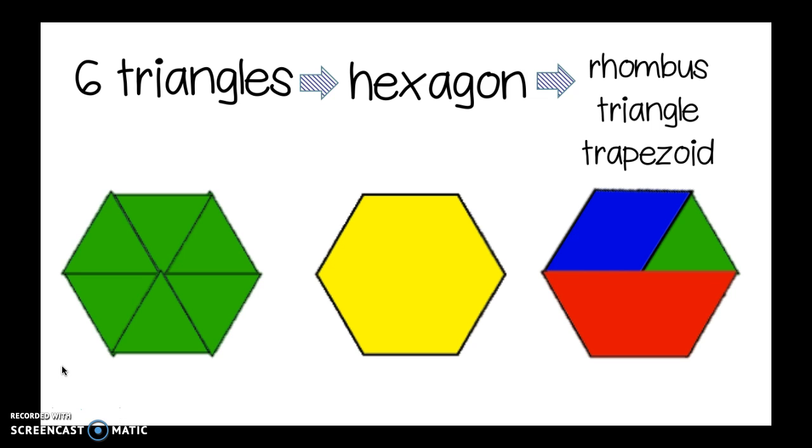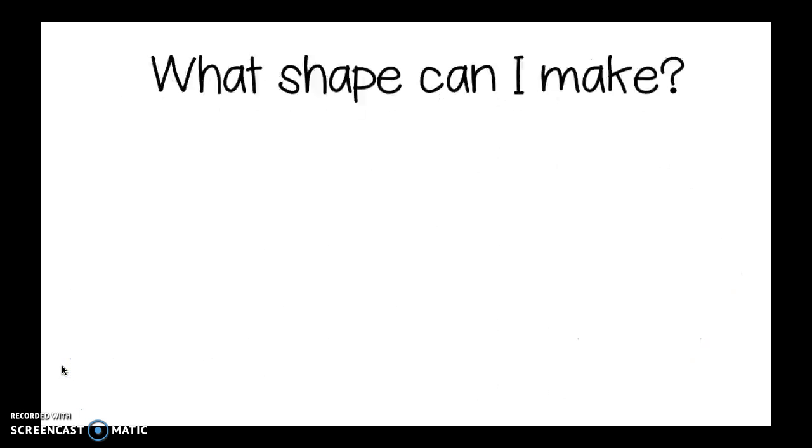Okay, so I made a hexagon using a rhombus, a triangle, and a trapezoid piece. See how I can use different shapes to make other ones? That's super cool. All right, we're going to practice. So here we go. I have some shapes. Now, what shape can I make with these things? That's the question I'm going to ask you.